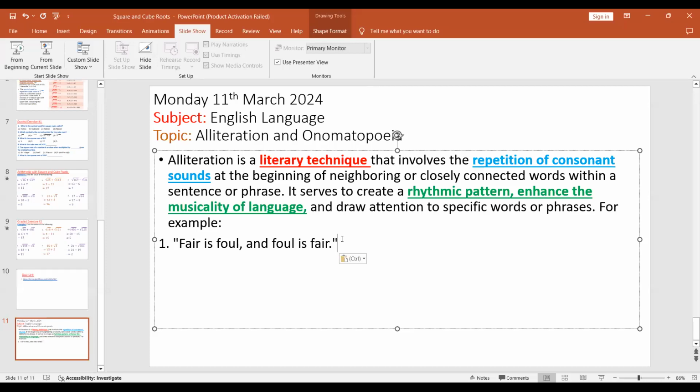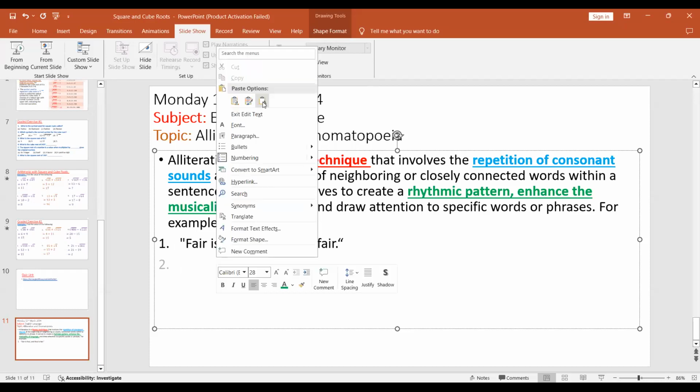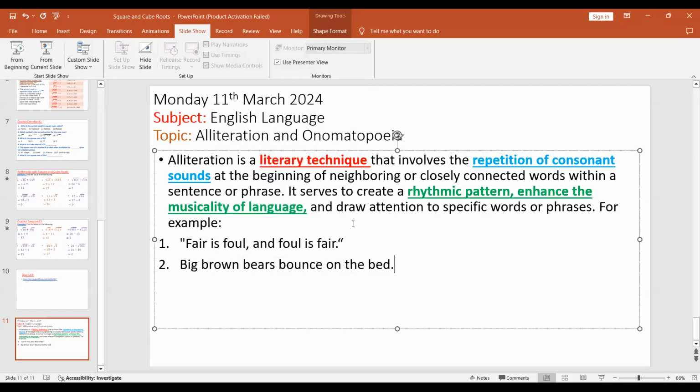And then another one we could use is, let me give you another one. Maybe we can say, this one I think is better. I mean, not better, but it's also a good example of alliteration, just like it has more B's. So big brown bears bounce on the bed. So that's an example of alliteration.